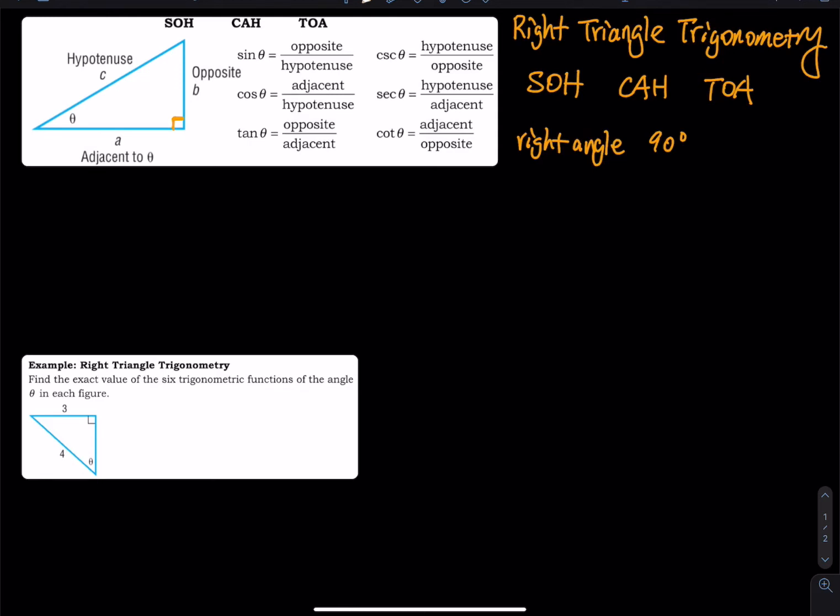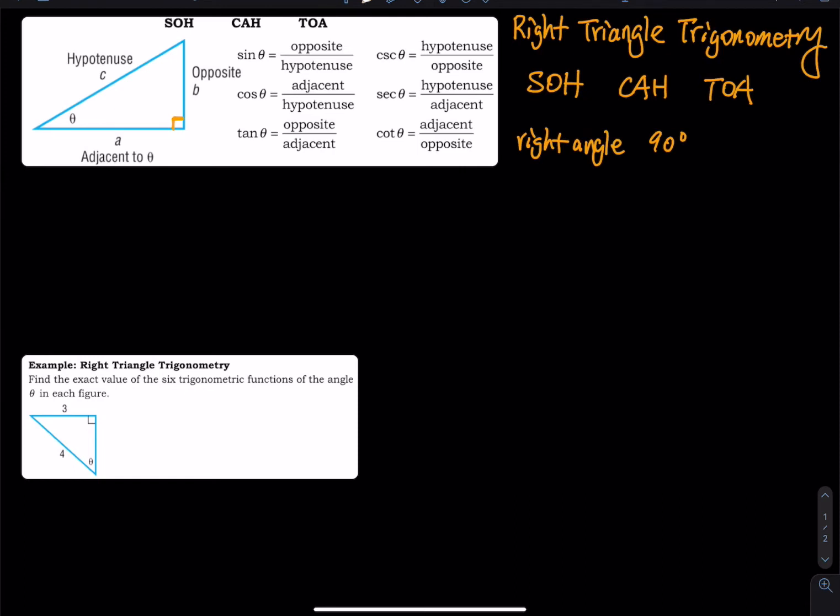So we have Sohcahtoa. But what is Sohcahtoa? SOH stands for sine equals opposite divided by hypotenuse. So sine of theta equals opposite over hypotenuse. Or if you don't know theta, you can still write sine theta equals opposite over hypotenuse, and then you can solve for theta using inverse sine. And then CAH is cosine equals adjacent over hypotenuse. And then tangent is equal to opposite over adjacent, TOA.